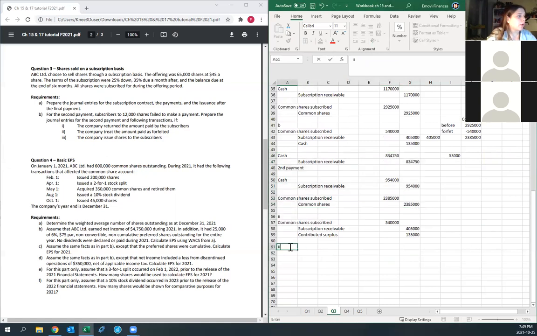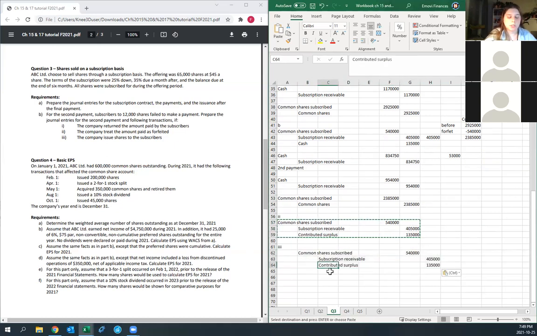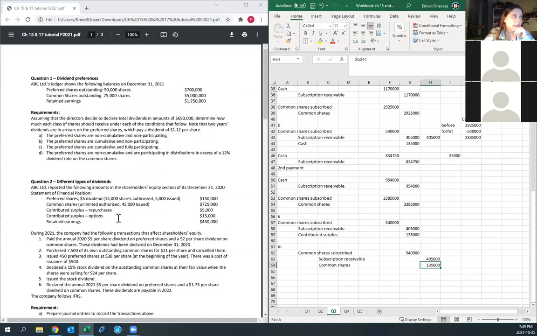And then for the third requirement, the company issues shares to the subscribers. So you take back again, same transaction. And then instead of contributed surplus, you're going to put your share count, which is common shares. If they subscribed to preferred shares, then you would have put preferred shares here instead. So basically, they're only getting the amount of shares that they paid for with their first payment. And that's about it for chapter 15.